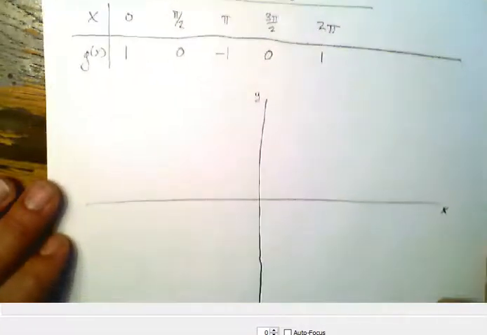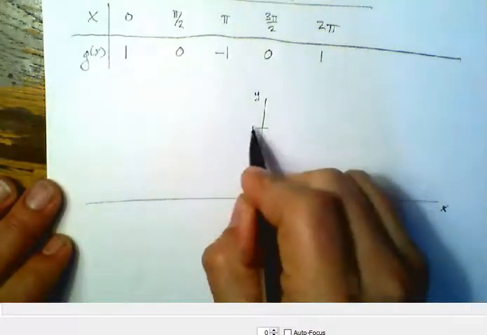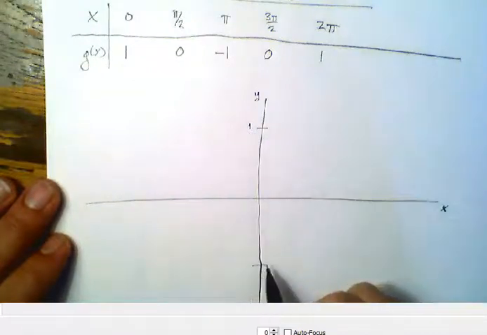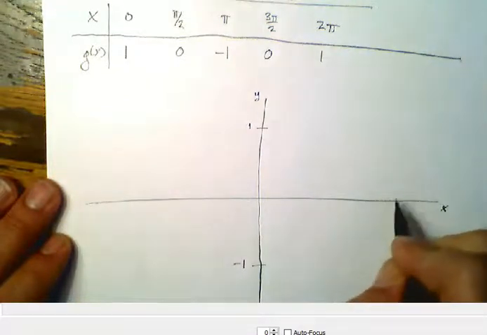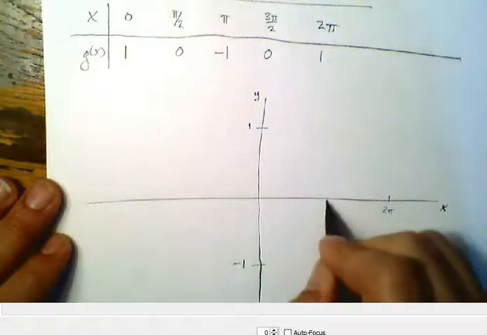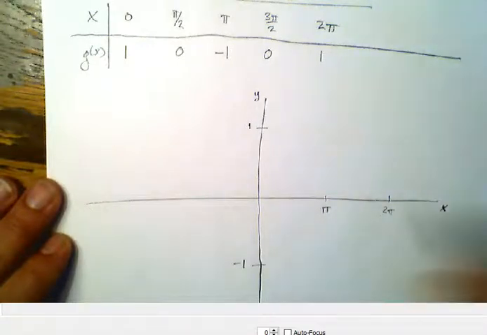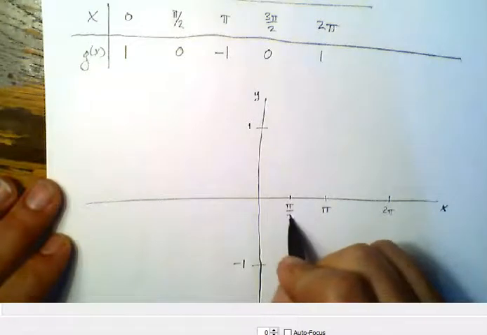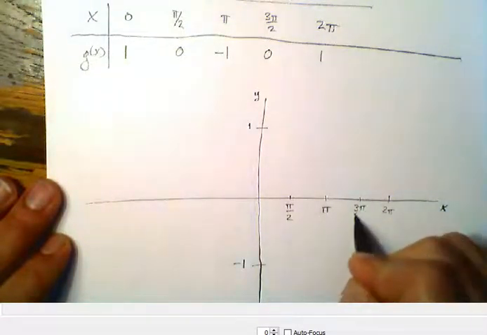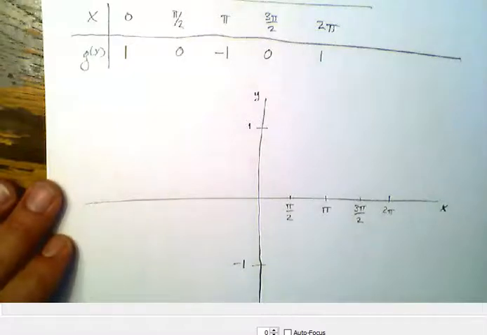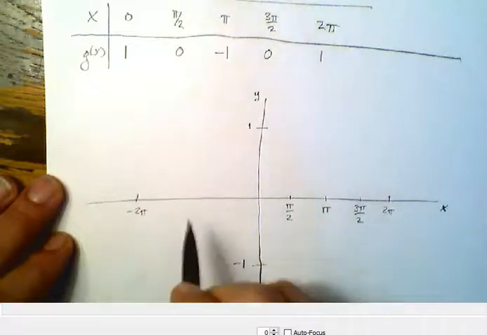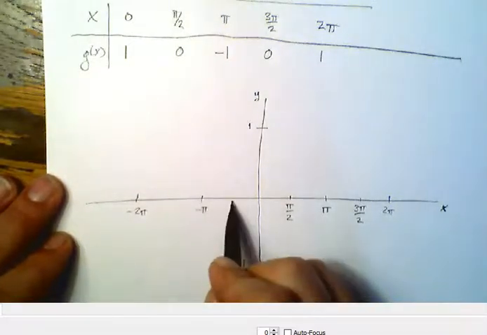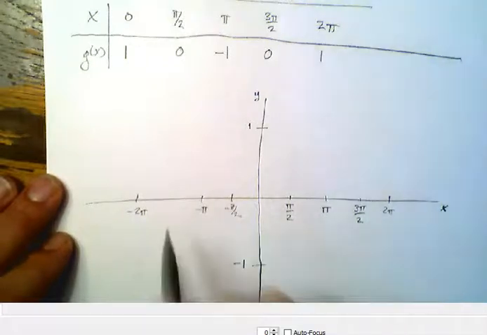I'm going to scale it in the same way I did before. So we know that cosine only runs between positive 1 and negative 1. And let's scale our axis accordingly. So let's say here's 2 pi. Halfway would be pi. Halfway would be pi over 2. And 3 pi over 2 is sitting right in the middle. There. I'm going to scale this side as well. So let's go back to negative 2 pi. Halfway would be negative pi. Half of that would be negative pi over 2. And of course, negative 3 pi over 2 here.